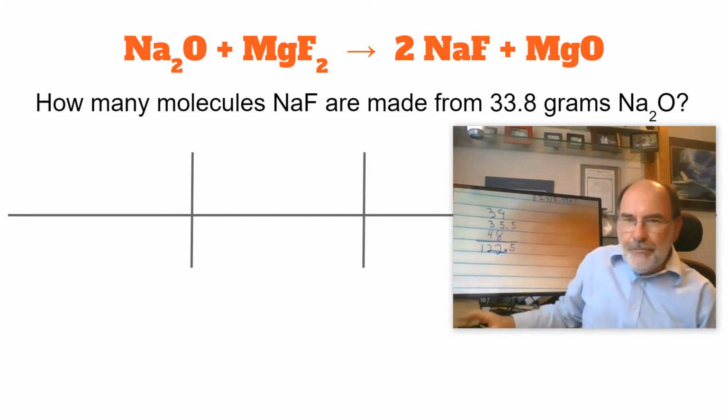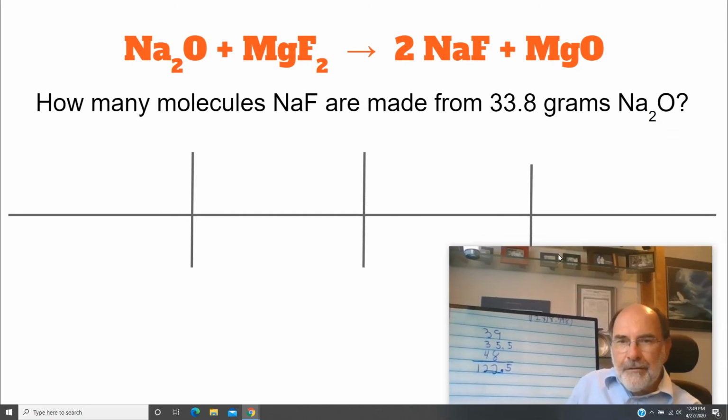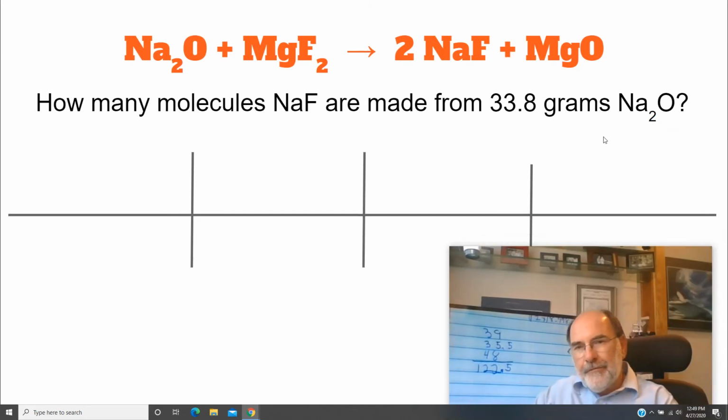Well, the conversions will be, I need to start with my given in the numerator of the leftmost column. So I'm going to write 33.8 grams sodium oxide in the upper left column. Next column, I'm going to convert those grams to moles. Then, next column, I'm going to use the balanced chemical equation written in red to come up with the ratio of moles of sodium fluoride to the number of moles of sodium oxide. And I see at a glance, it's a ratio of 2 to 1. For every 1 mole of reactant, I'm going to be producing 2 moles of product that I'm interested in.